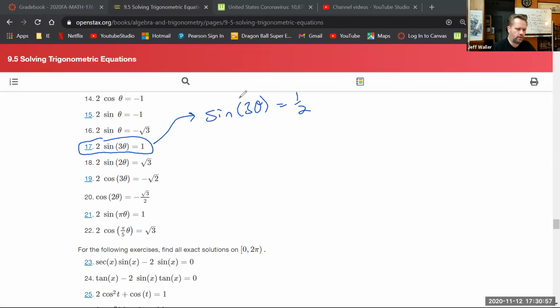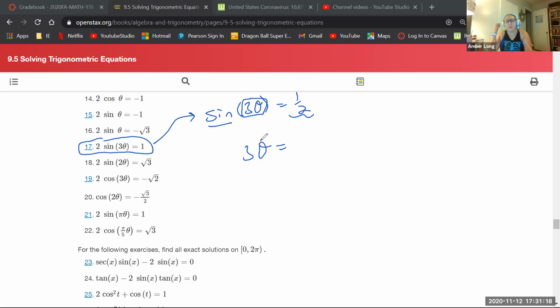This says sine of some angle is a half. So what angle would make that happen? I don't know. This problem was, screw it. We're just going to find all the answers. Give me the most basic angle that makes sine 1/2.